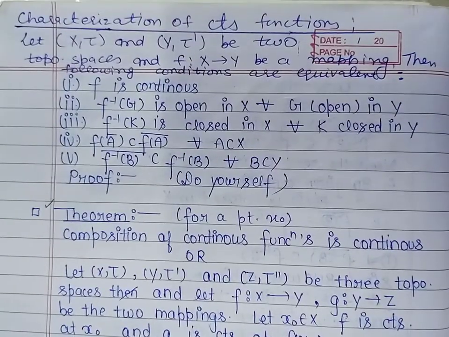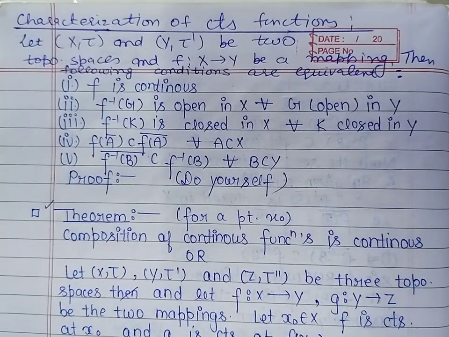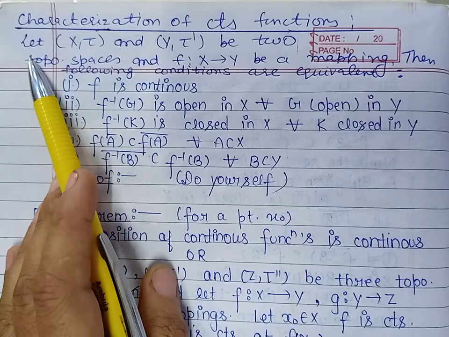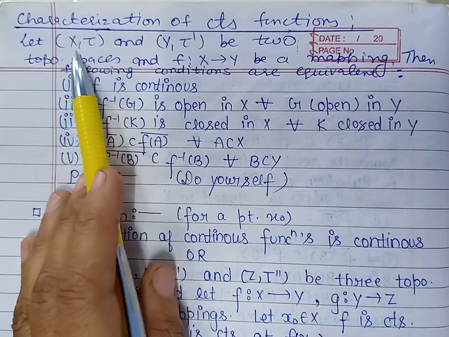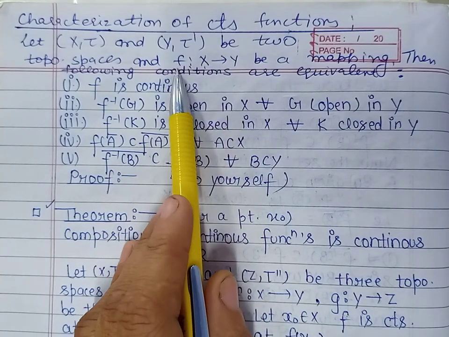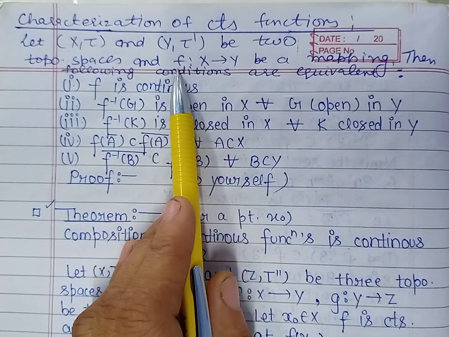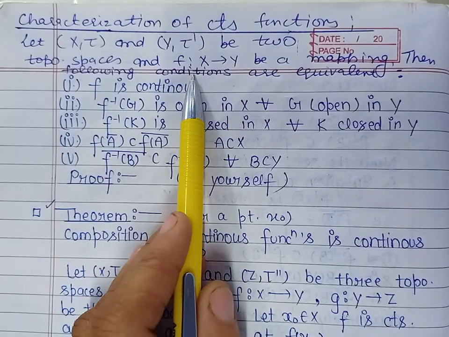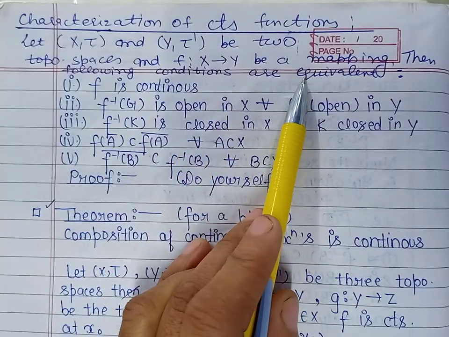Good morning, students. Yesterday we discussed various characterizations of continuity. All those characterizations can be summarized in the following theorem. So the theorem is, for the two topological spaces (X, τ) and (Y, τ'), f is a function from topological space X into Y, then we are to prove that the following conditions are equivalent conditions.